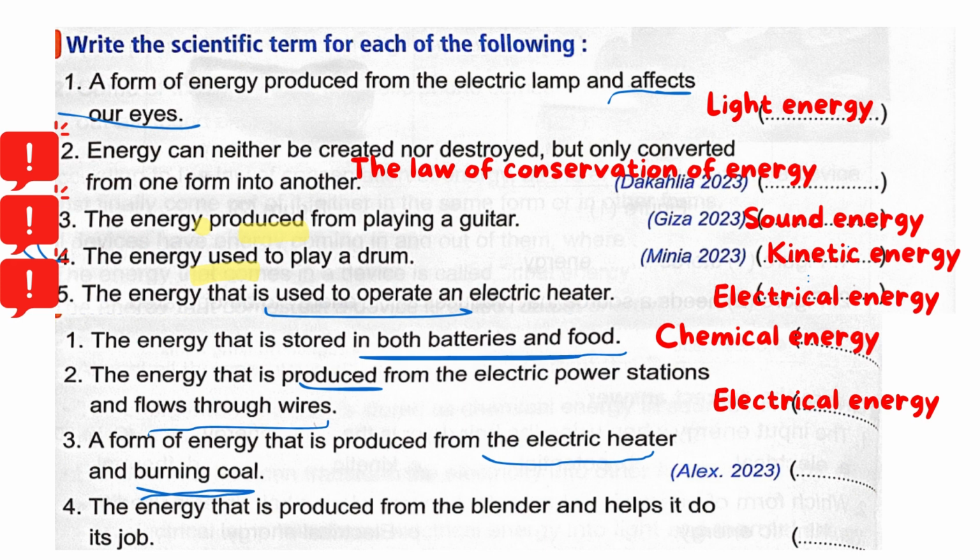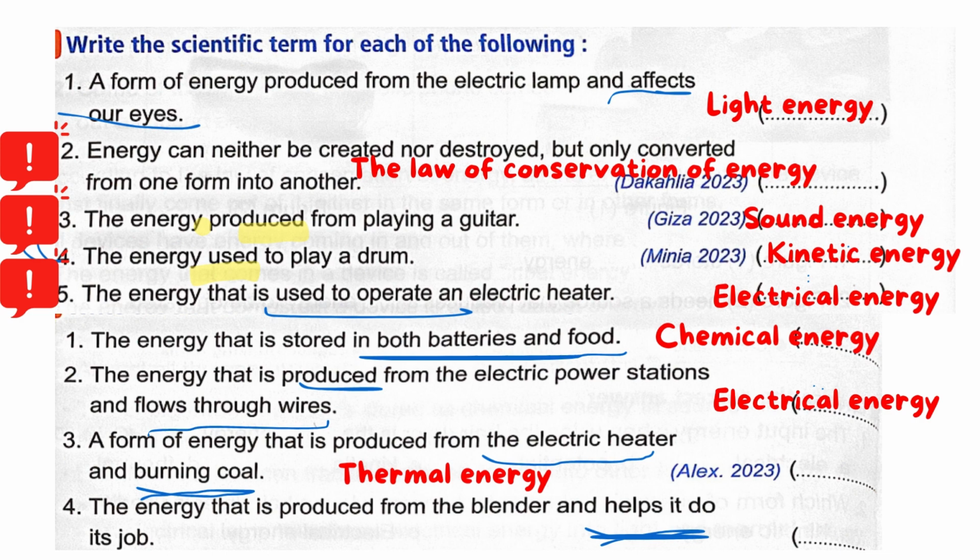What is the form of energy that is produced from the electric heater and burning coal? Yes, both of them give us warmness. Their function is warming. So both of them give us thermal energy. Yes, this is the form of energy that is produced from the electric heater and burning coal. Here we have the last question.